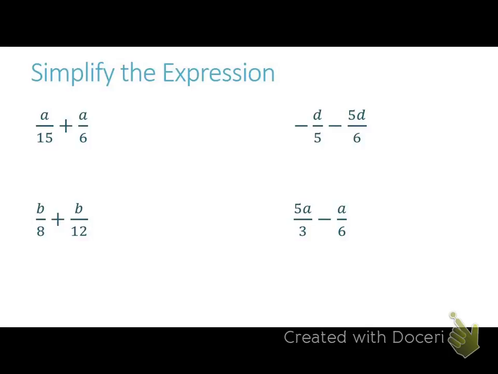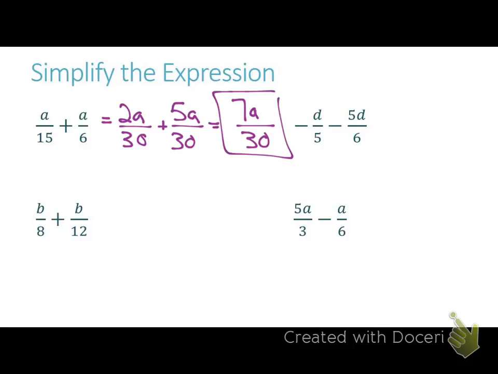All right, so LCD for the first one we established is 30. So how did I get 2A? Because 15 times 2 is 30, so 2 times A is 2A, plus 5A over 30. Again, because 6 times 5 is 30, so A times 5 is 5A. That gives me 7A over 30. Can't reduce. That's my final answer.